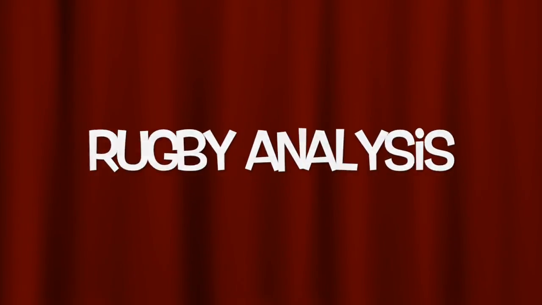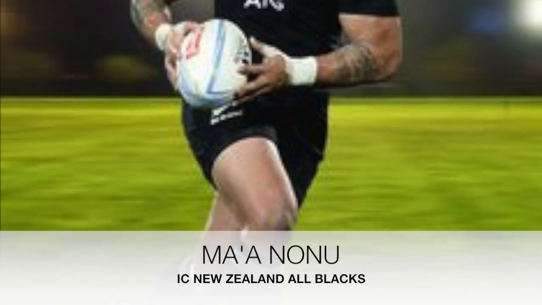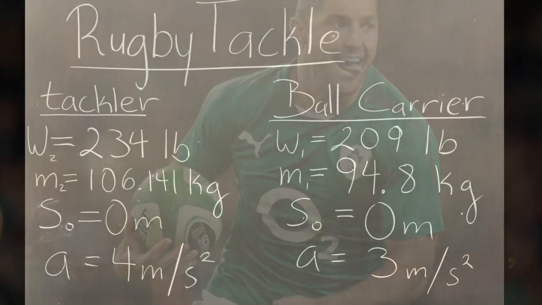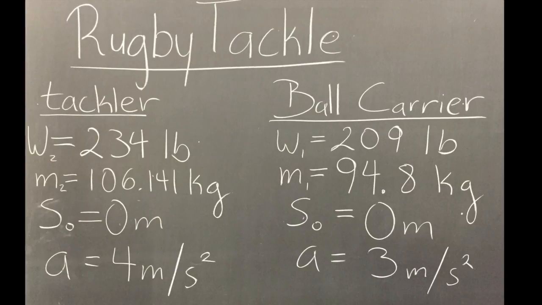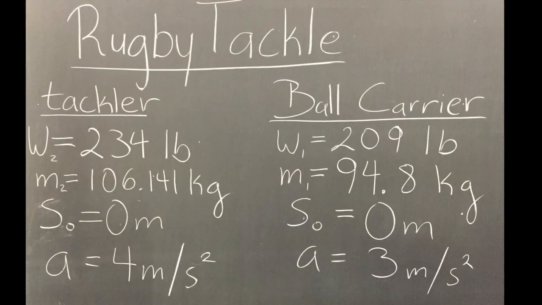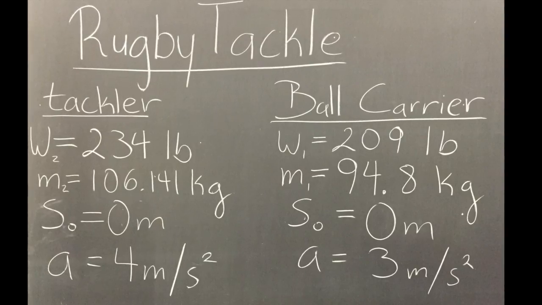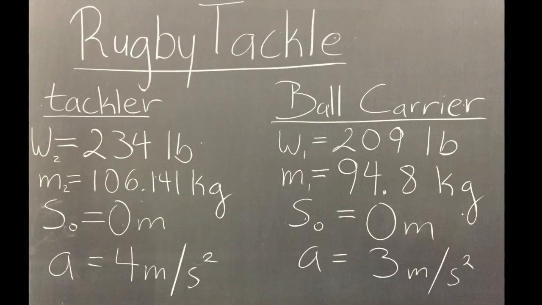For our rugby tackling analysis, we will be modeling our system on the New Zealand All Blacks' Ma Nonu and the Irish national team's Rob Kearney. We'll be modeling a tackle between Rob Kearney and Ma Nonu. In this model, Rob Kearney, with a mass of 94.8 kilograms, will be the ball carrier, while Ma Nonu, with a mass of 106.141 kilograms, will act as the tackler.